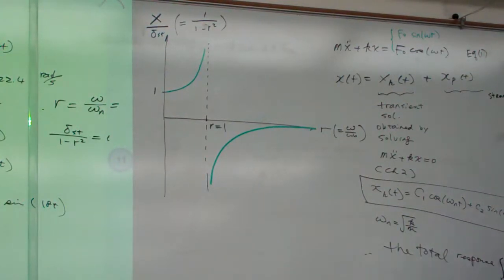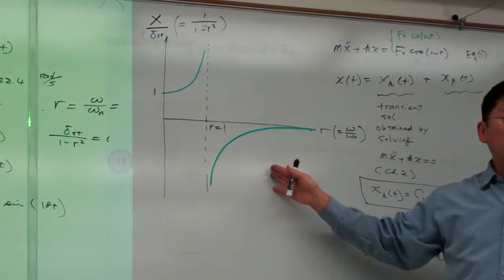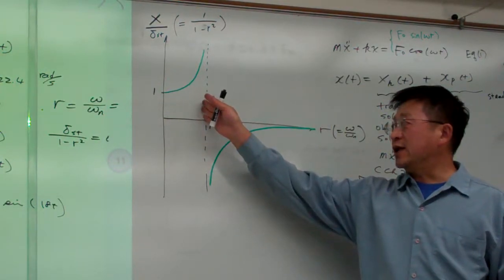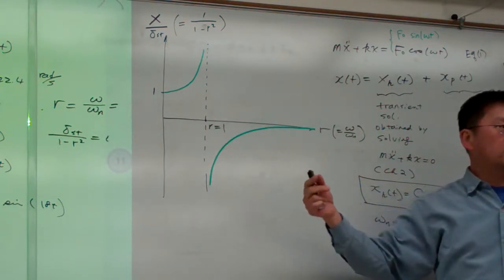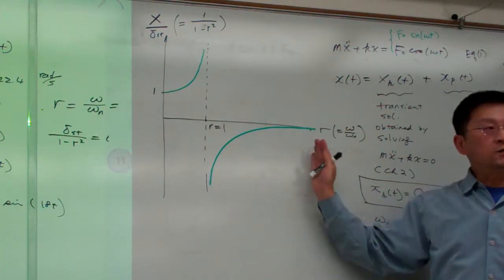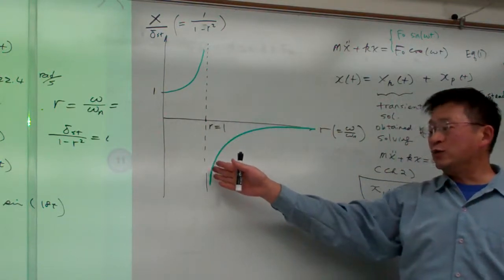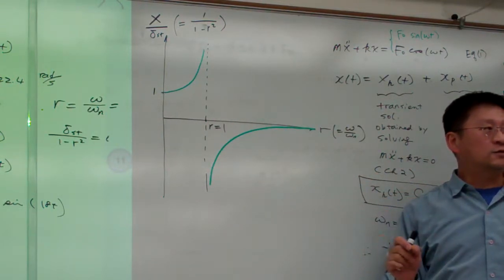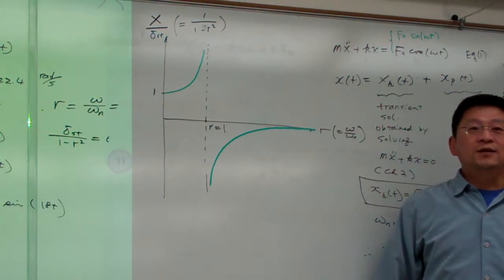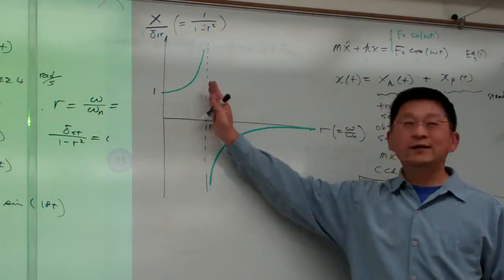And next time we will come with more clarifications about this curve. So basically here we have 3 ranges. One range is r less than 1, which means the working frequency is less than the natural frequency. The second range is where the working frequency is bigger than the natural frequency. The third one right here is when the working frequency is equal to the natural frequency, that's called resonance.